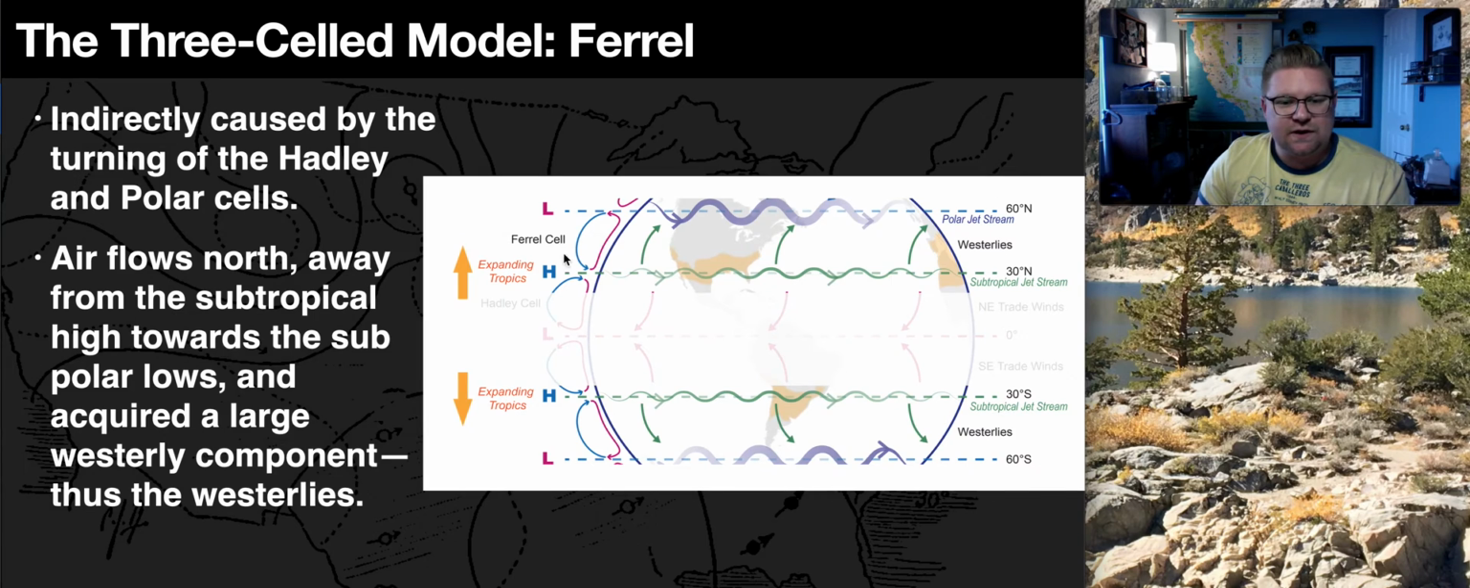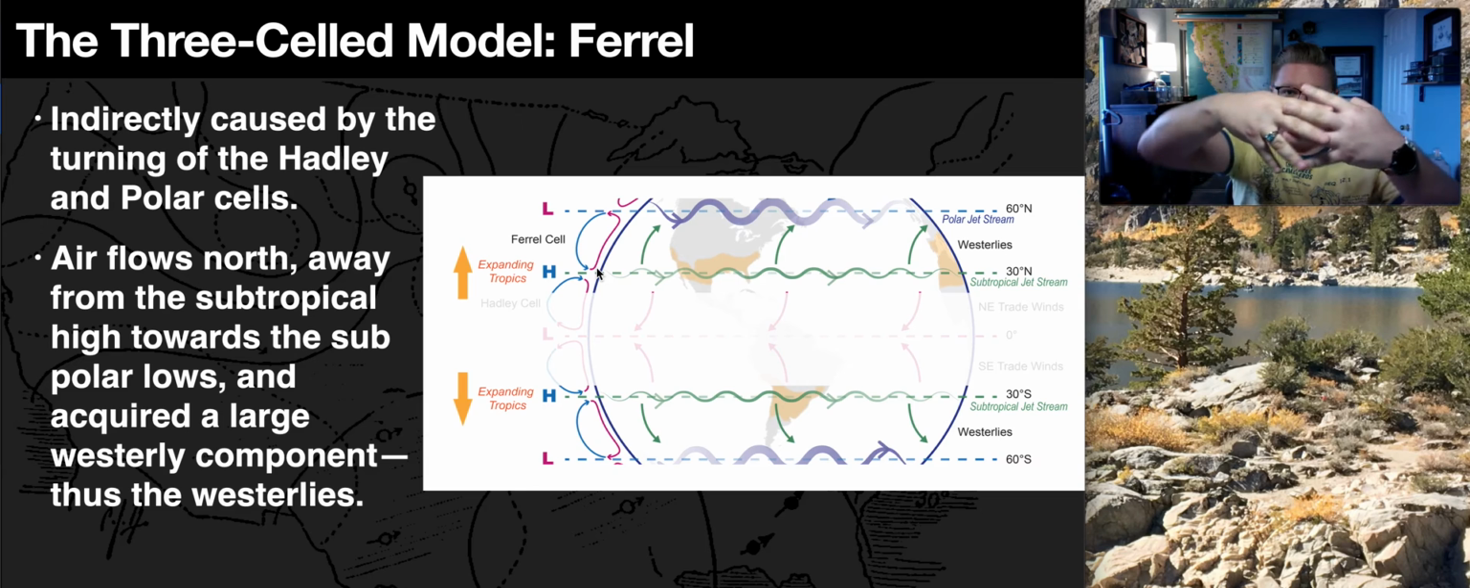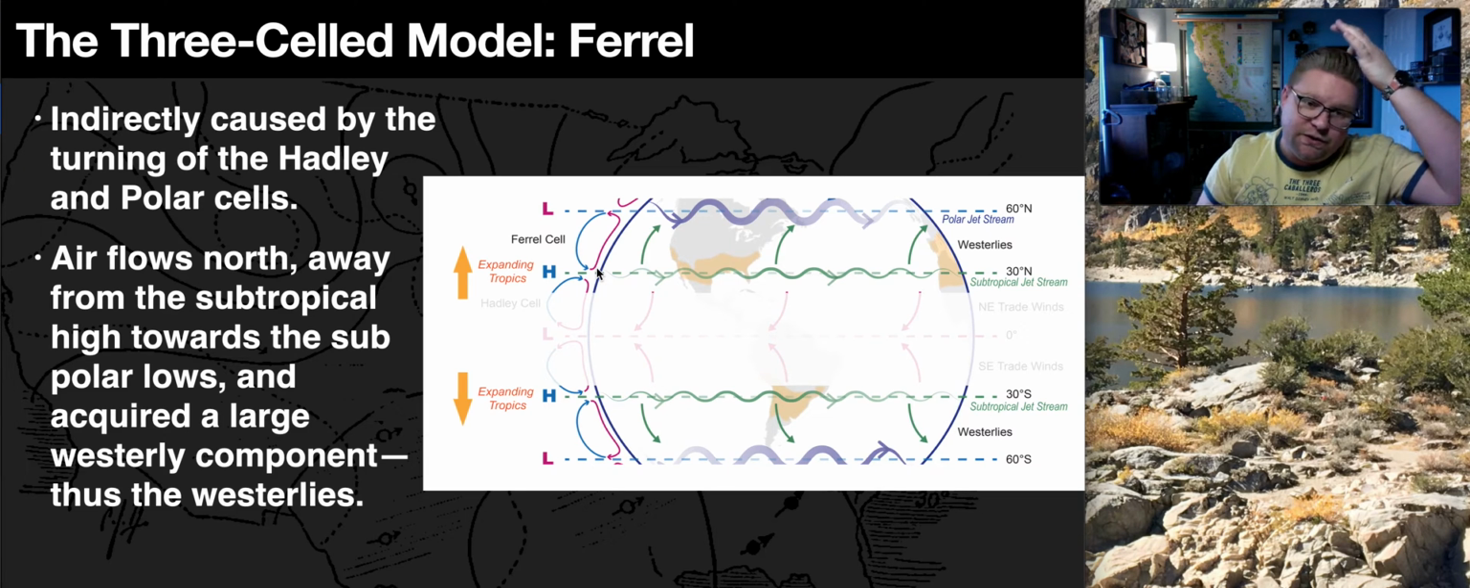All right, the next one. We're adding on to our globe. So now we can see the Ferrel cells. The Ferrel cells are indirectly caused by the turning of the Hadley cells. There's your Hadley cell, but then notice that because it's coming down here, this is forcing it to move. I think of it like gears and how they feed together, right? So this is moving in this direction and will always move in that direction.